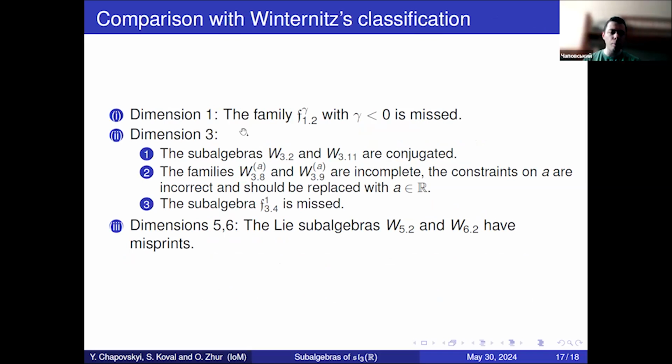There are several minor mistakes. In dimension 1, a family is incomplete. In dimension 3, a pair of subalgebras are conjugate in Winternitz's classification. A pair of families are incomplete and one subalgebra is missed. And the cases of dimensions 5 and 6 contain several misprints.